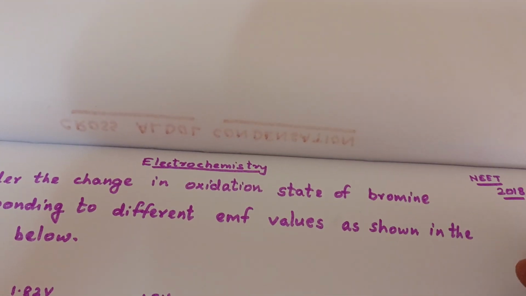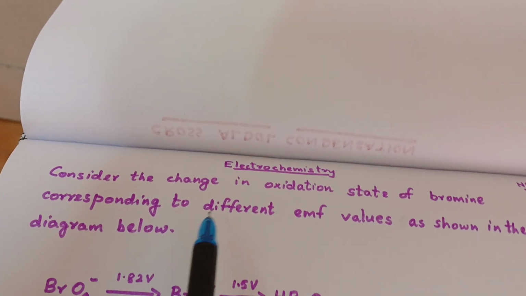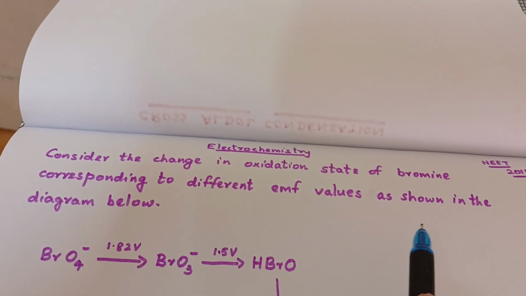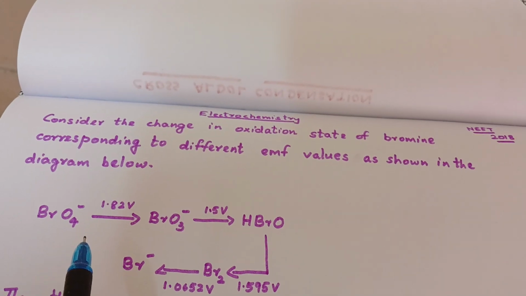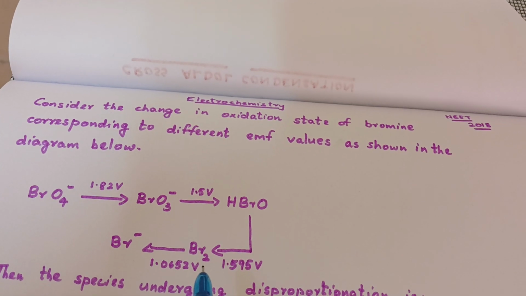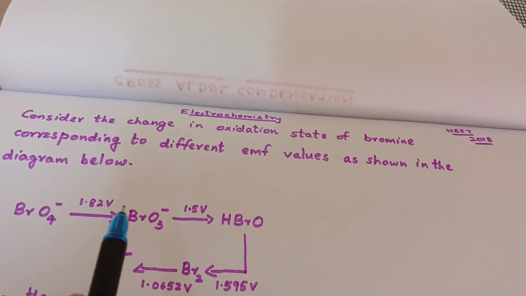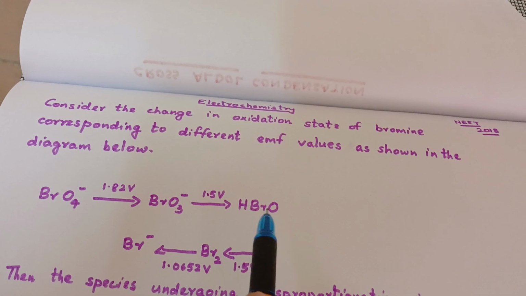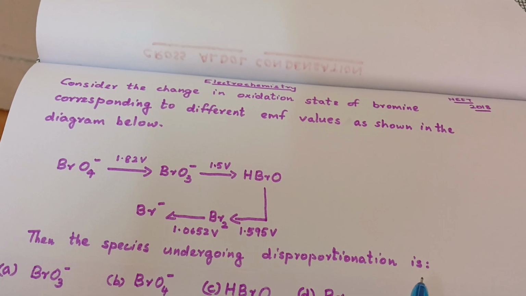Let us look at this question, NEET 2018 question from electrochemistry. Consider the change in oxidation state of bromine corresponding to different EMF values as shown in the diagram below. BrO4 minus giving BrO3 minus, HBrO giving Br2 and then Br minus. Their potentials are also given, that is their reduction potentials. Then the species undergoing disproportionation is.